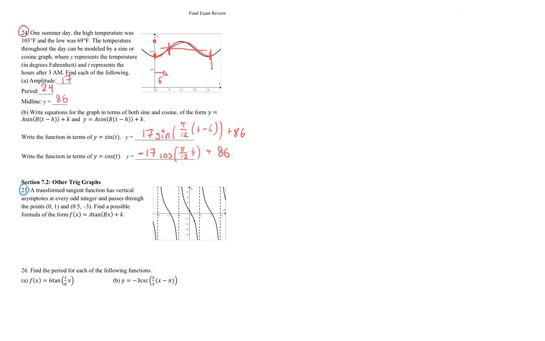A transformed tangent function has vertical asymptotes at every odd integer and passes through the points 0, 1, and 0.5, negative 3. Find possible formulas in the form f of x is equal to a tan bx.